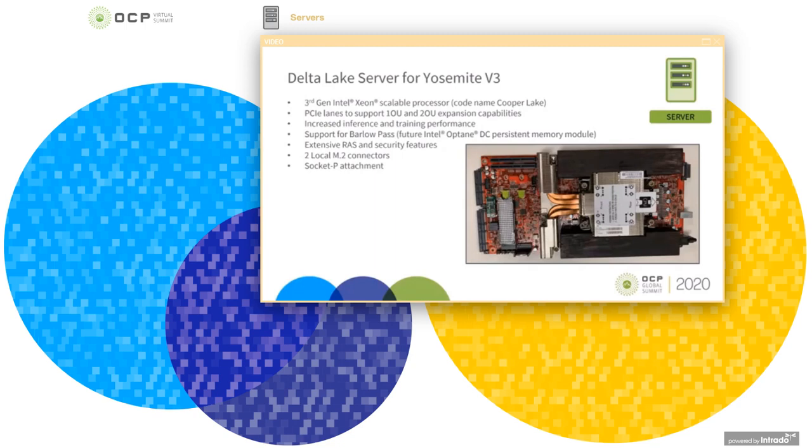And one other thing I'd like to point out about the base Delta Lake is that while there are expansion options, even in the default configuration, there are still slots for two local M.2s, as you can see in that image on the right. So I'd like to talk a little bit more about Delta Lake's architecture specifically.